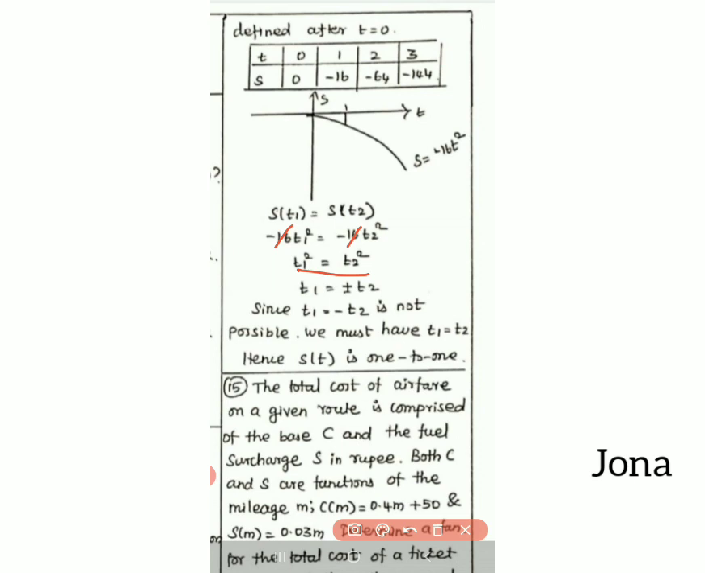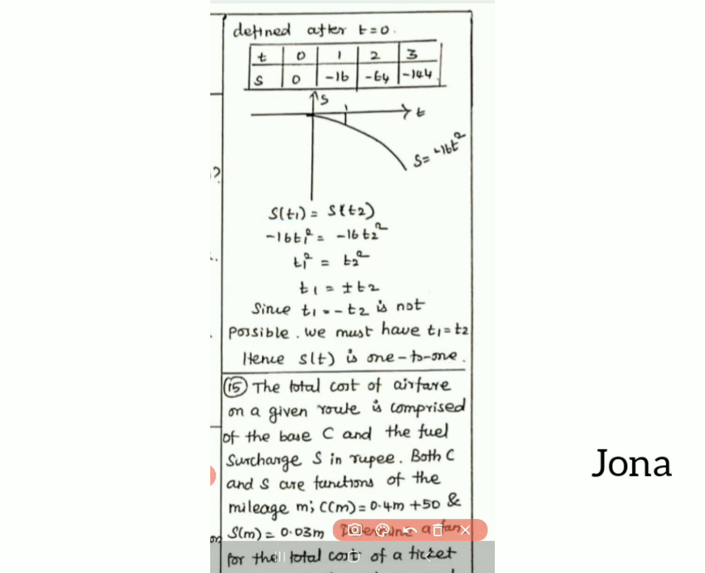So t1 square equal to t2 square. We can take the square root on both the sides. So we got t1 equal to plus or minus t2. Here we can't take t1 equal to minus t2, so it is not possible in the time context. So we must have t1 equal to t2. So in the beginning we took s of t1 equal to s of t2, and now we got from this t1 equal to t2. This implies s of t is a 1-to-1 function. Okay.